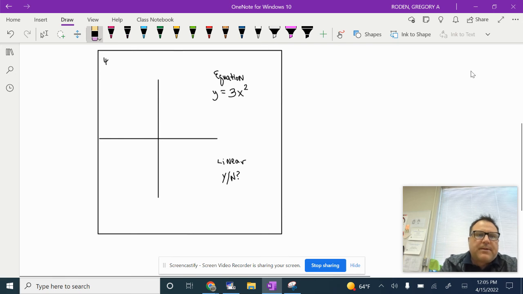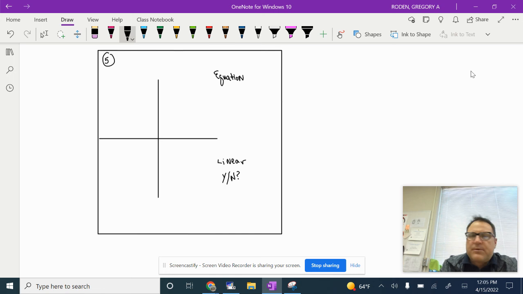All right, in box 5, I want you to write the equation 3x plus 4y equals negative 2. I want you to write that equation, 3x plus 4y equals negative 2, in box 5.